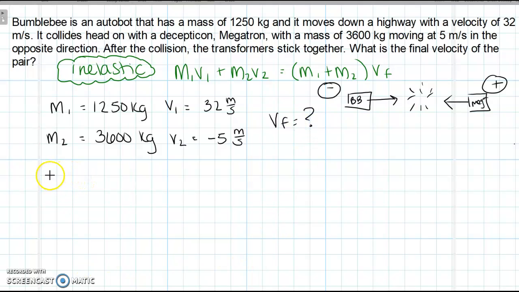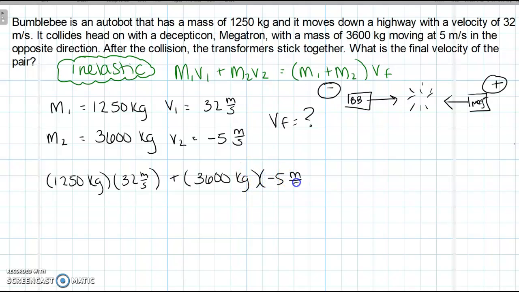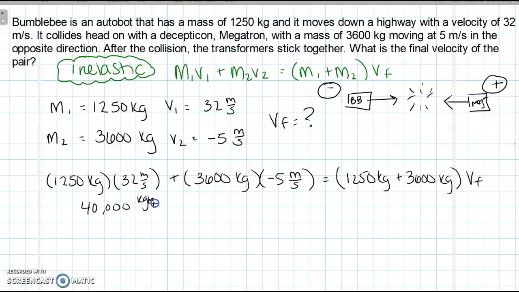So let's go ahead and fill in our information. So 1,250 kilograms times 32 meters per second plus 3,600 kilograms times -5 meters per second is equal to our masses combined times vf, or that velocity final. All right, so now we just do the math. So you should get 40,000 kilogram meters per second here, added to -18,000 kilogram meters per second. And that's going to be equal to our masses combined.